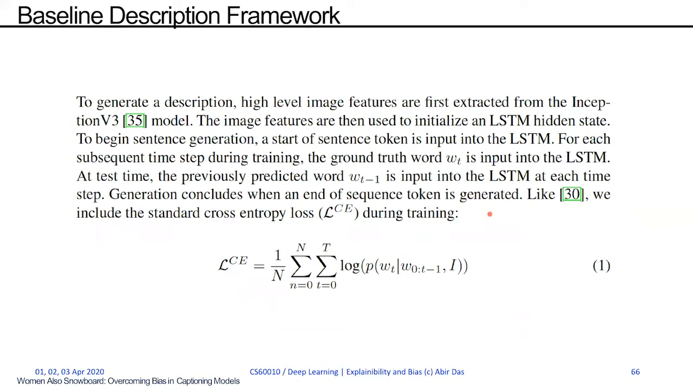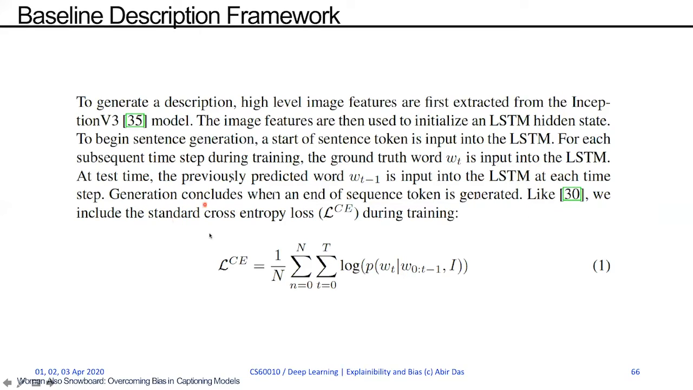It says that to generate a description, high-level image features are first extracted from some Inception V3 model. I mean, it can be any CNN. The image features are then used to initialize the LSTM hidden state. That encoded features will go there. To begin the sentence generation, a start token is input as the first input to the LSTM. For each subsequent time step during training, the ground truth word w_t is input to the LSTM, and at each time, the previously predicted word w_{t-1} is input into the LSTM. Generation concludes when an end of sequence token is generated.